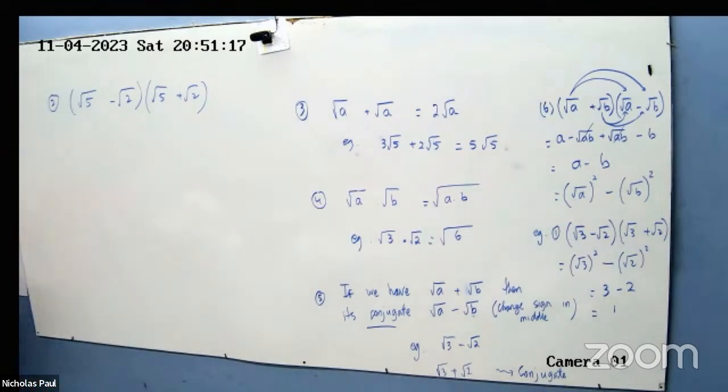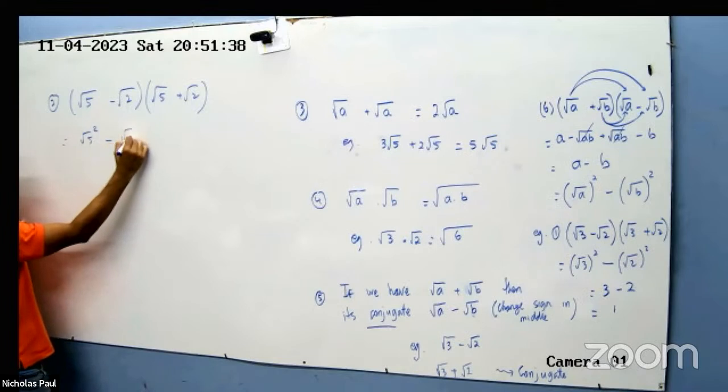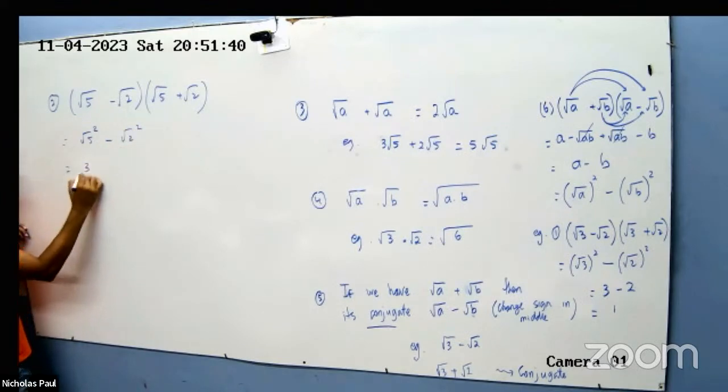All right, good job, Amrit, Jason, Renisha, Annalie. So very good. Imran, are you done? Almost. So it's basically root 5 squared minus root 2 squared, which is 3.